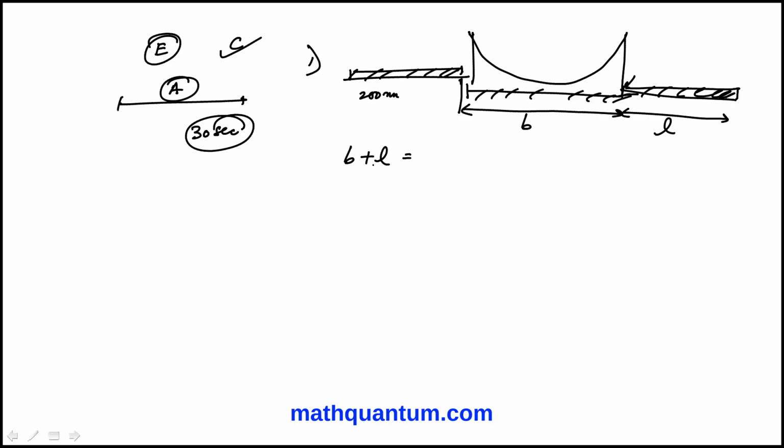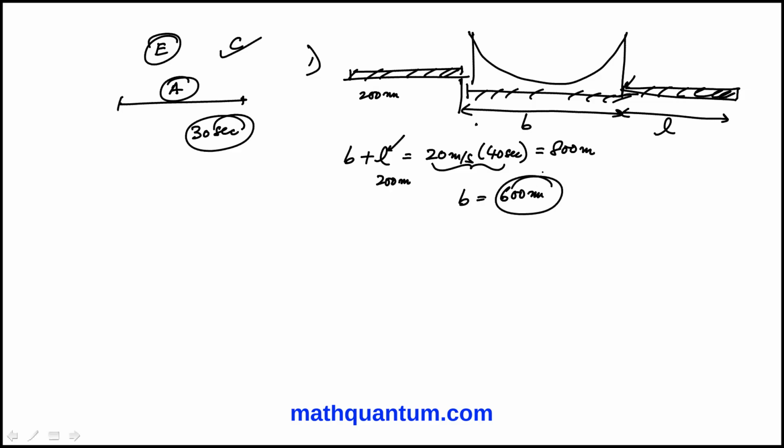B plus L distance would be rate times time, and they give us the rate is at constant speed 20 meters per second, and it takes it 40 seconds. So this gives us 800 meters, and they tell us that the length of the train is 200 meters, which means this will give me the length of the bridge, which is 600 meters.